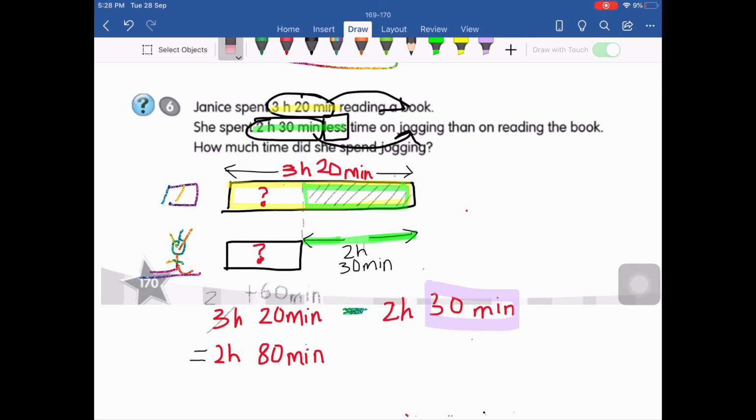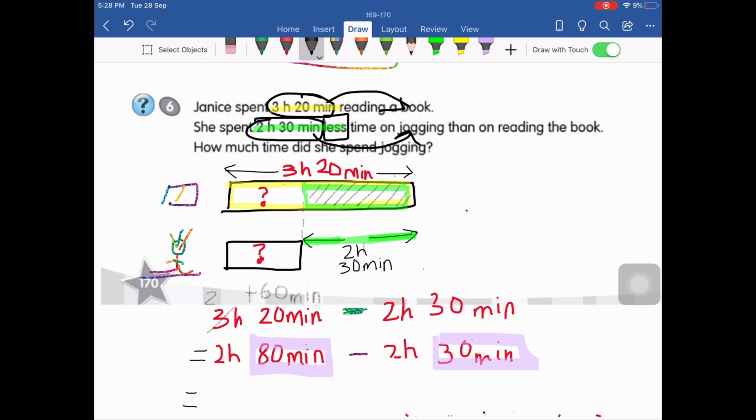So now we can do our subtraction. 80 minutes can subtract 30 minutes. 80 minutes minus 30 minutes, that will be 50 minutes. However, that's not the end of the subtraction. We have got 2 hours and 2 hours over here. So 2 minus 2 is 0 hours. So we do not have to put in the hours. Now we are done with our subtraction, and that is 50 minutes. And that is our final answer.